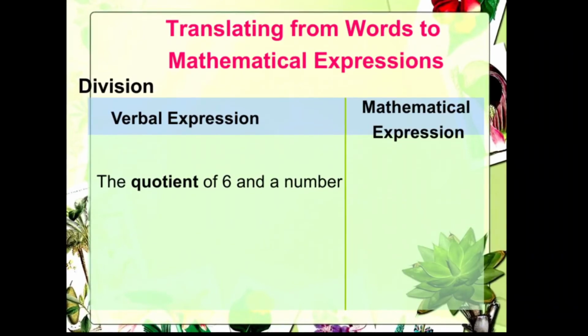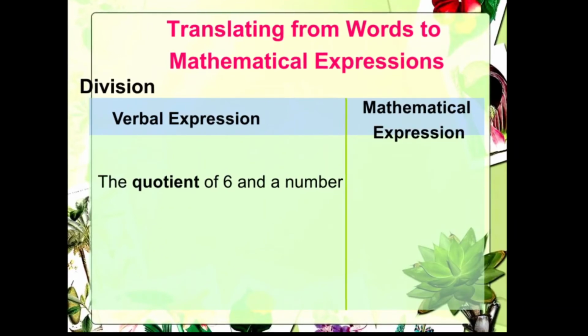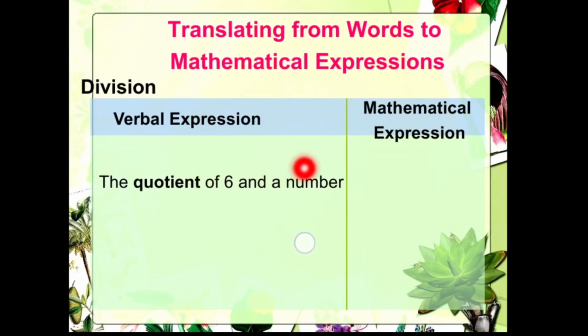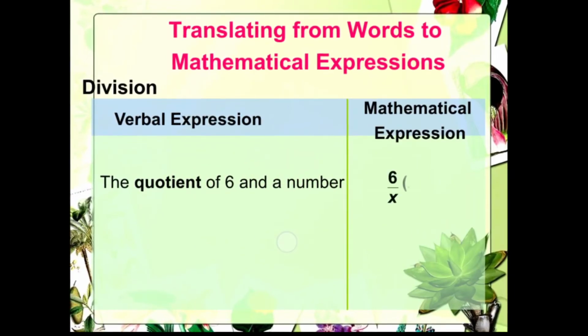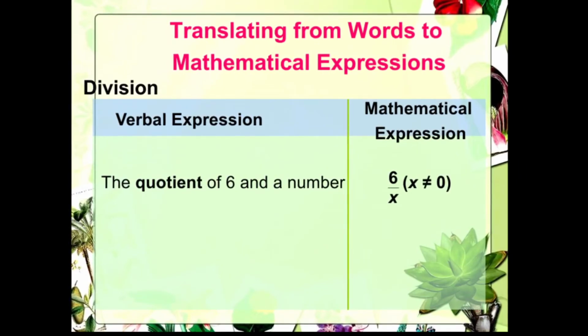So, we have to write it based on the order of the given. So, 6 and a number, therefore, that is 6 divided by a number. And the number is missing, so we will use x. In this case, we have 6 over x.